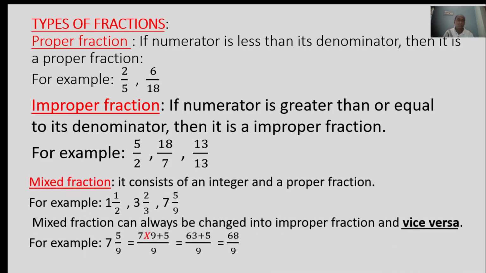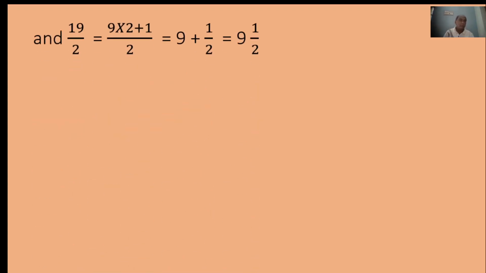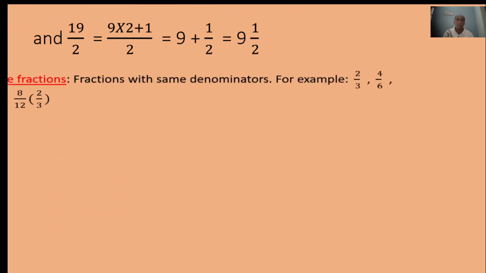Mixed fraction. It consists of an integer and a proper fraction. For example, 1 and 1 by 2, 3 and 3 by 2, 7 and 5 by 9. A mixed fraction can always be changed into an improper fraction and vice versa. For example, 7 and 5 by 9 is 68 by 9. It is called an improper fraction. And 19 by 2 is equal to 9 plus 1 by 2, and vice versa.